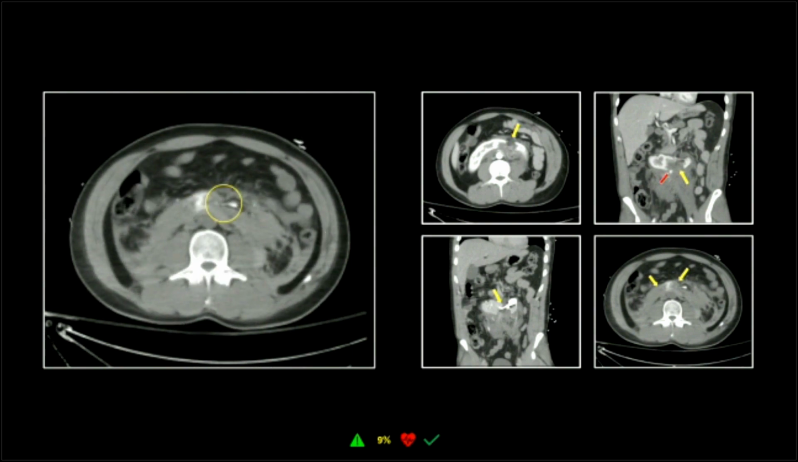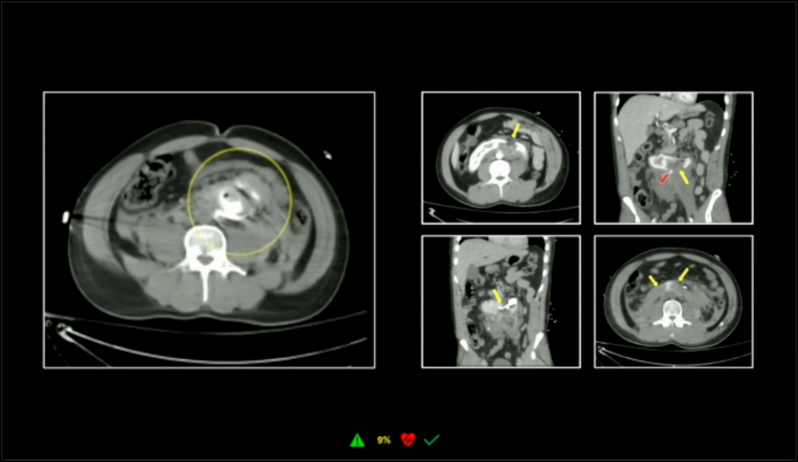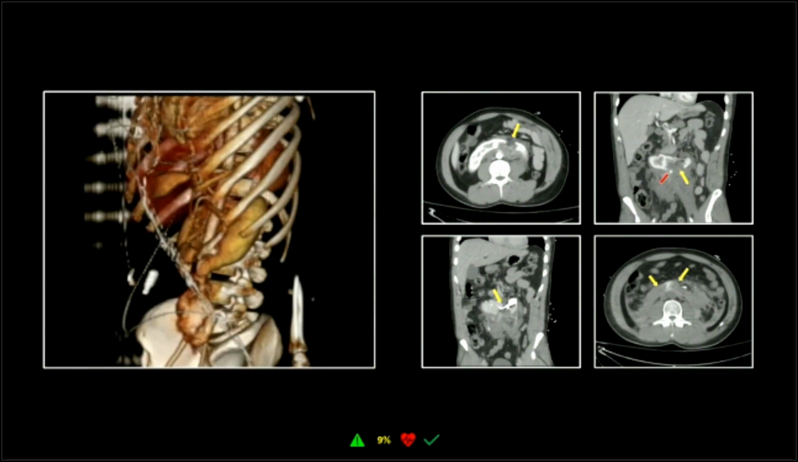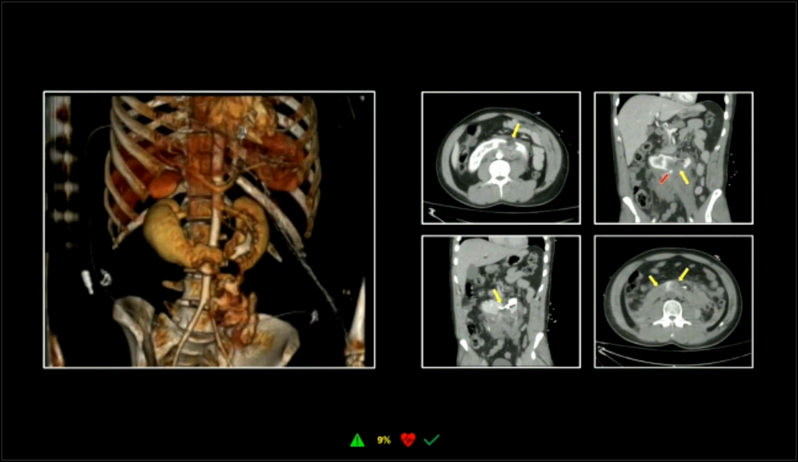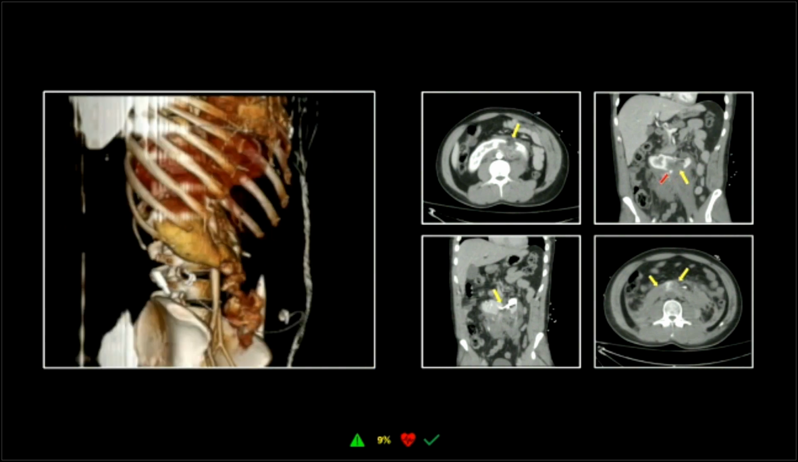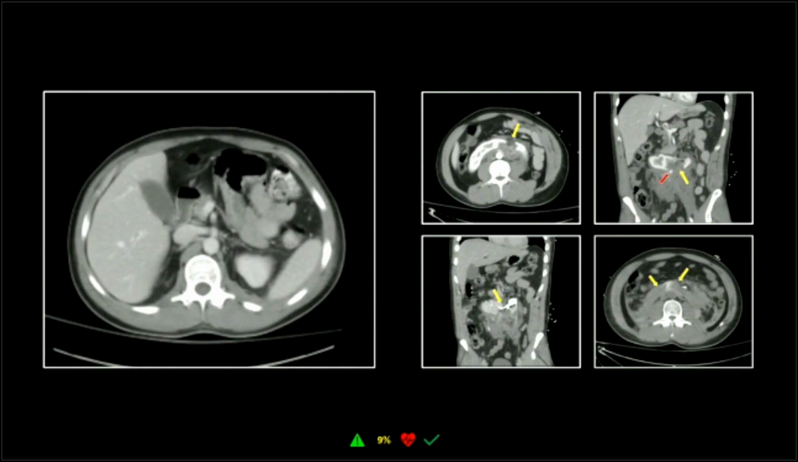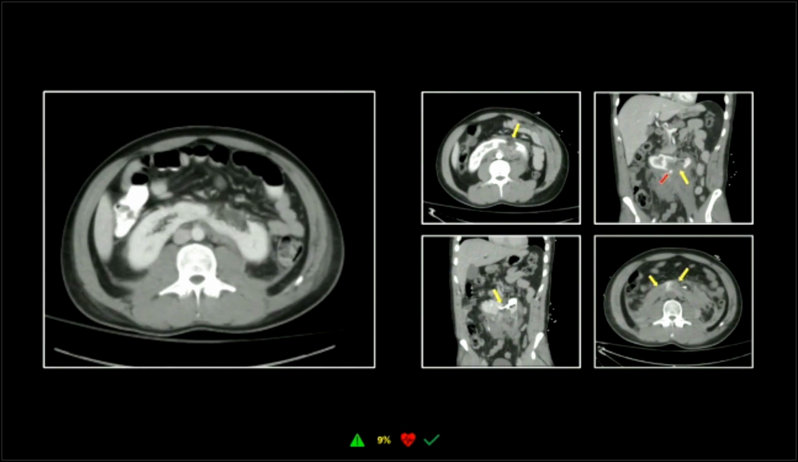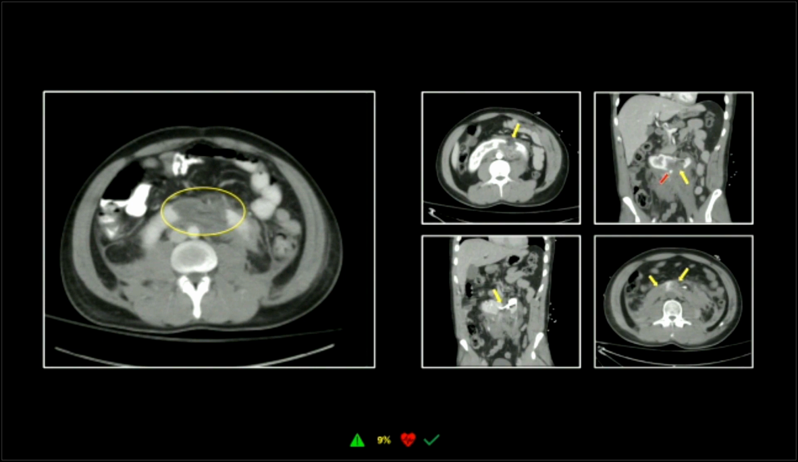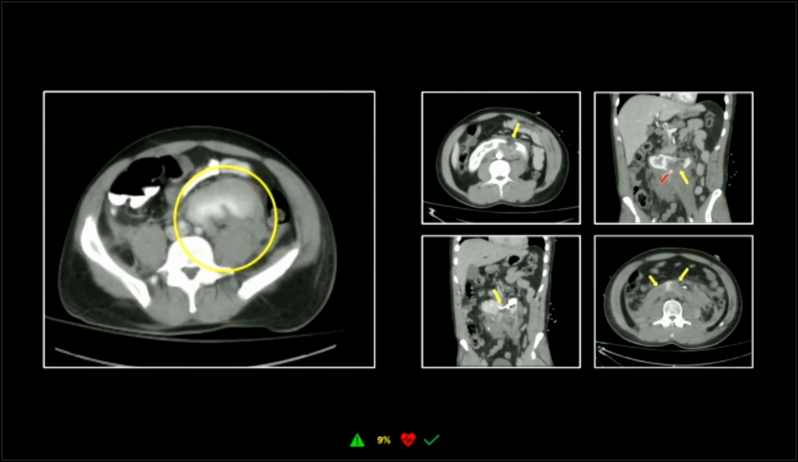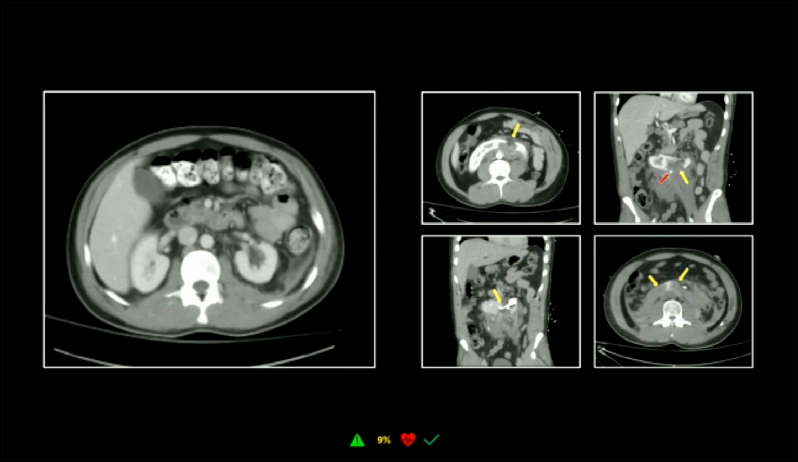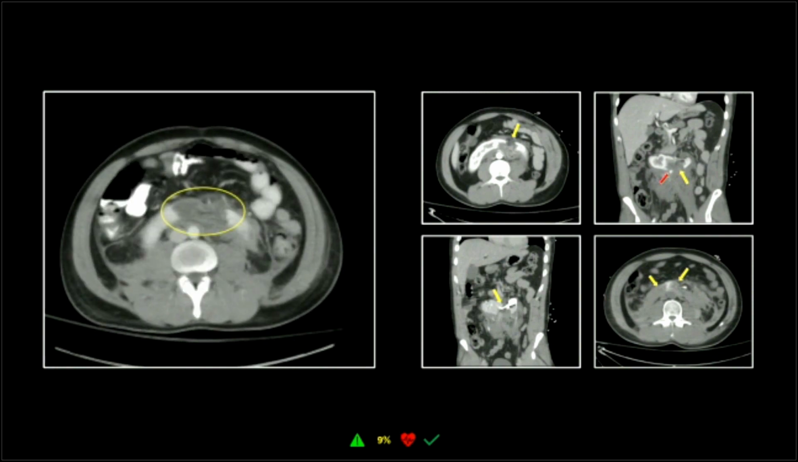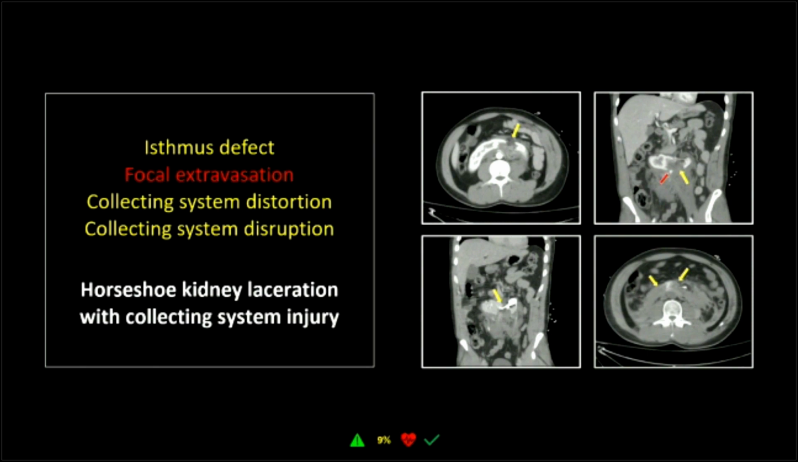You can just see wisps coming off of those two collections. And then when we do the 3D, you can see it no longer bridges that gap. Crazy. This guy was in the hospital for 6 weeks, and this was his follow-up. So they just left that collection and it's gradually resorbing. Right, so that is a horseshoe kidney with collecting system injury.